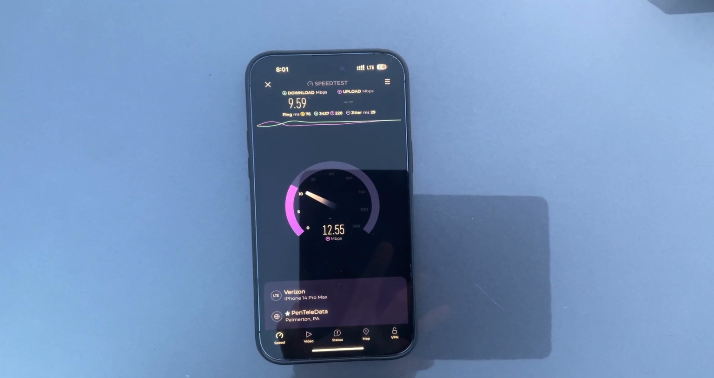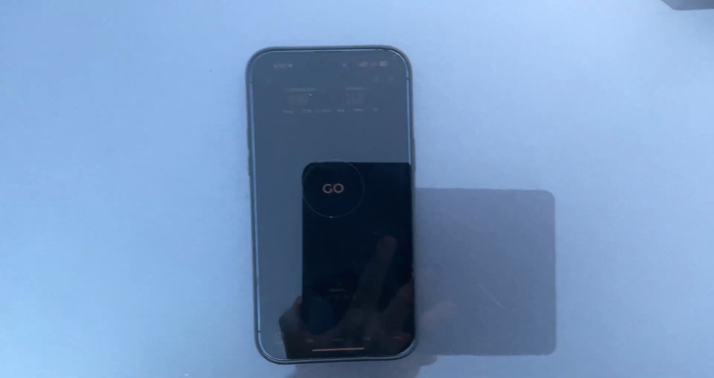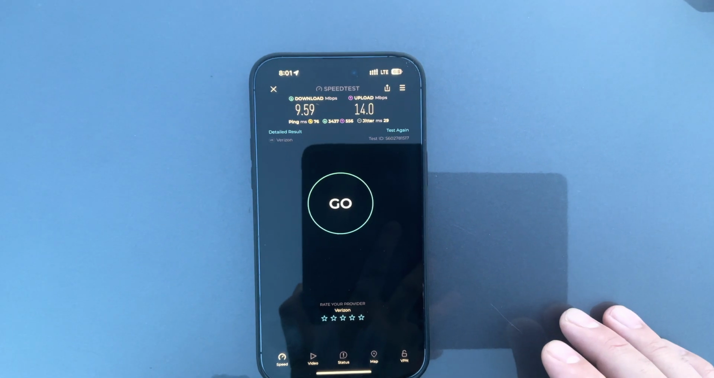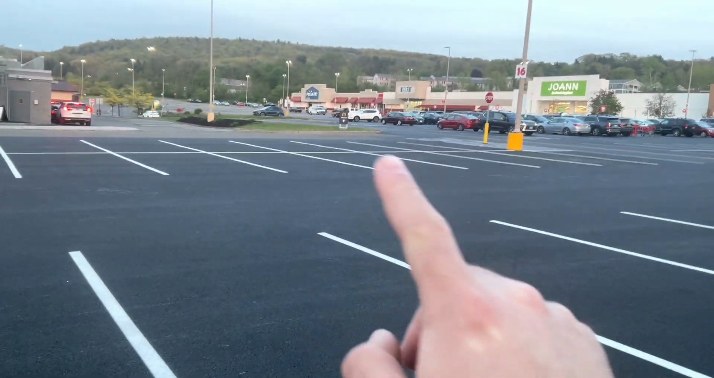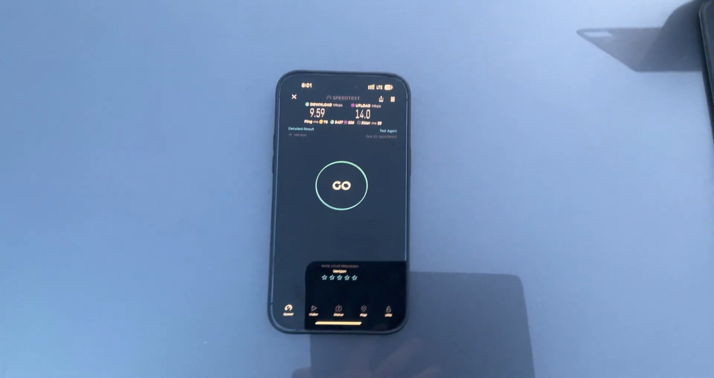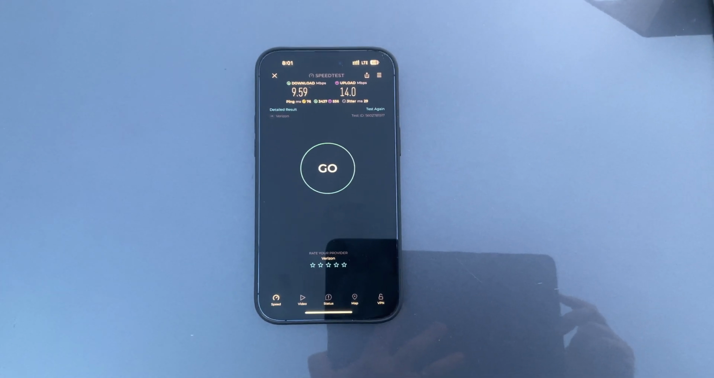9.59 on the down for Verizon. 76 millisecond ping. Loaded ping times are terrible. The jitter's not great either. One other thing I should note, Verizon does have a small cell on top of the Petco over there, but it doesn't really seem to do much, or it's just completely overloaded. Let me switch over to T-Mobile and I'll be right back.